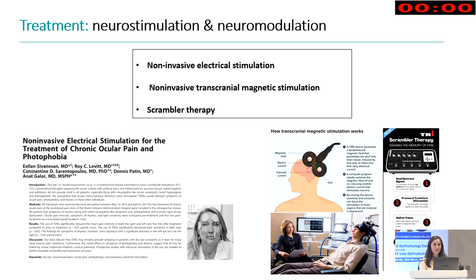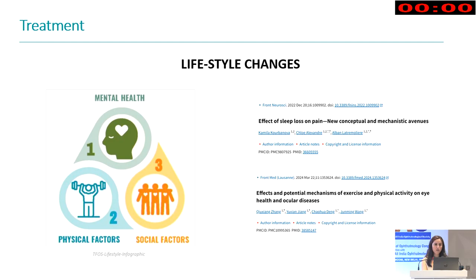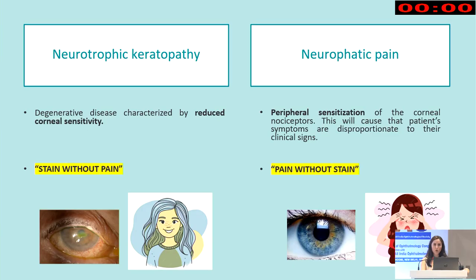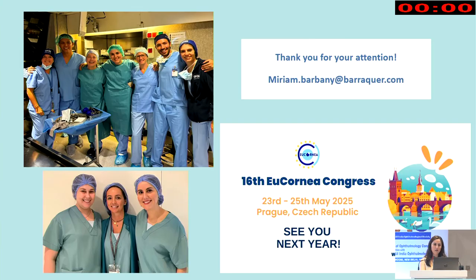In some cases, and if you have it at your hospital, you can try to give neurostimulation and neuromodulation through these techniques. And of course, we will try to make a complete lifestyle change. So remember that normally NK will be stain without pain, and neuropathic pain, pain without stain. Thank you very much.